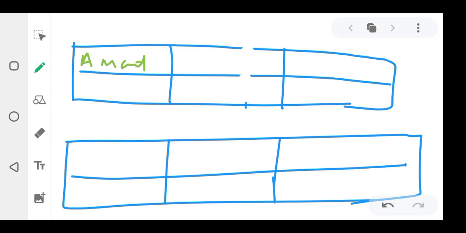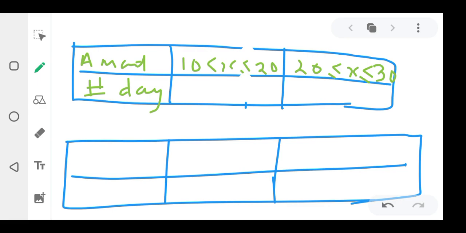They can say 10 less than or equal to 20 there, and then this one they can say 20 greater than x, less than or equal to 30, for example. So this table can actually go longer. They can give you this first. Here they can say this one is for days. This is number of days.